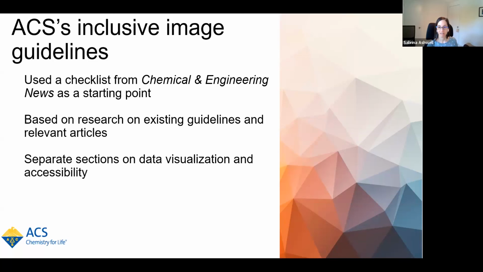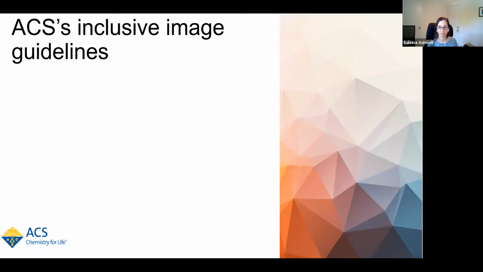Because our guide applies to everyone in ACS and beyond, we want it to be broad in scope. We knew we wanted to include accessibility as a separate section. We also recently released a section on data visualization. So I'm going to go through ACS's guidelines now, and they're similar to C4 Disc with some different focuses.